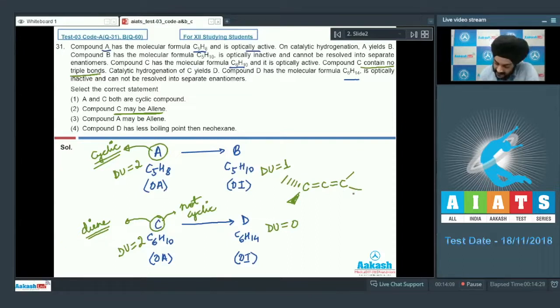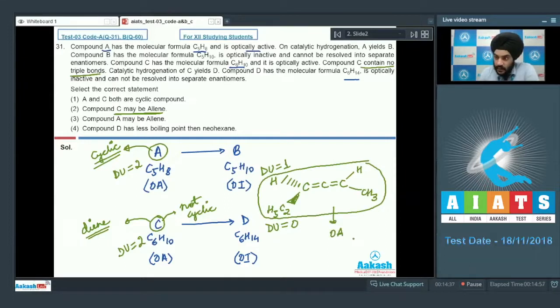So let's try and arrange different species which are left behind from the formula. We can have an H here, a methyl here, an ethyl here, C2H5, and another H here. Students, we can see that this structure is optically active as it has no plane of symmetry and no center of symmetry. So statement 2 is correct. This compound may be the compound C mentioned in the question.